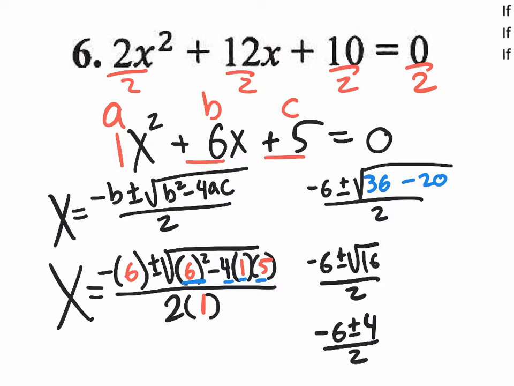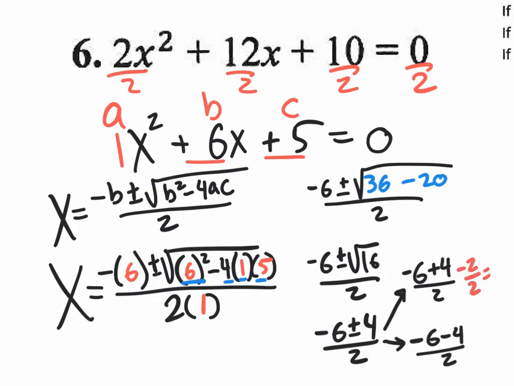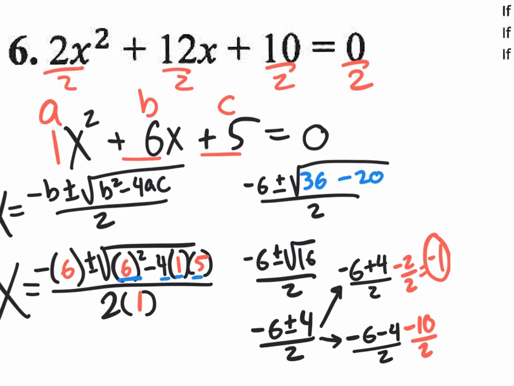And that plus or minus actually means two answers. The plus 4 and then the minus 4. So negative 6 plus 4 divided by 2. And also negative 6 minus 4 divided by 2. So if we do negative 6 plus 4, that's negative 2. And negative 2, let me write that down. Negative 2 divided by 2, the answer is negative 1. That is one answer. Amy, pay attention, please. Negative 6 minus 4 is negative 10. And negative 10 divided by 2 is negative 5. So we get two answers. Those are the two answers, negative 1, negative 5.